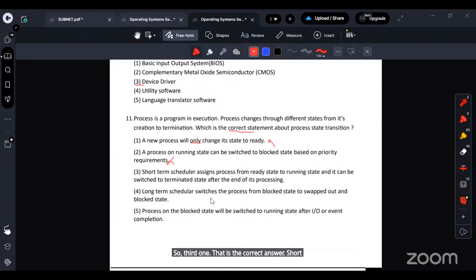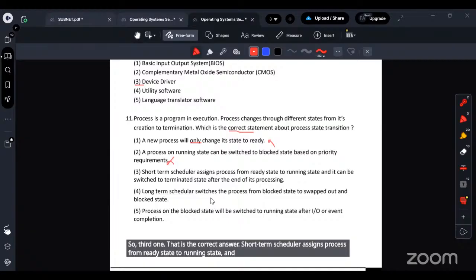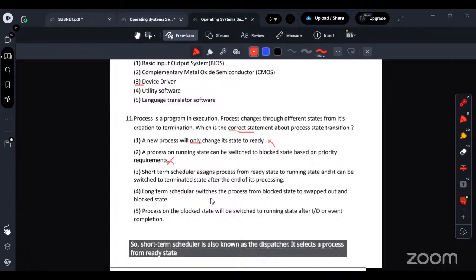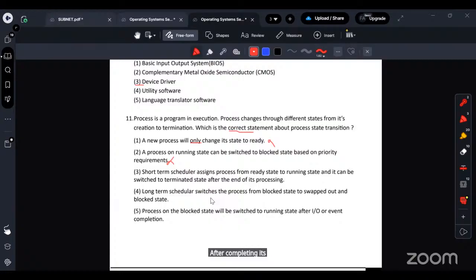Short-term scheduler assigns a process from ready state to running state, and it can be switched to terminated state after the end of its processing. The short-term scheduler is also known as the dispatcher. It selects a process from ready state and assigns it to the CPU, the running state. After completing its task, the process naturally moves to the terminated state. So yes, the answer is correct.